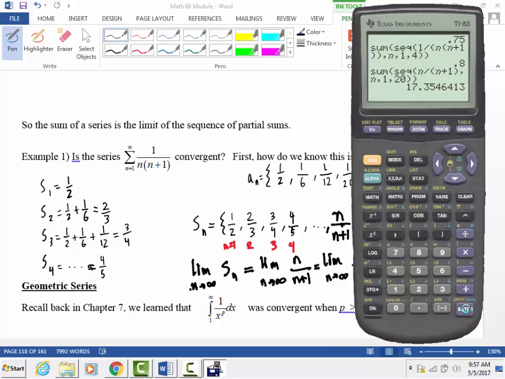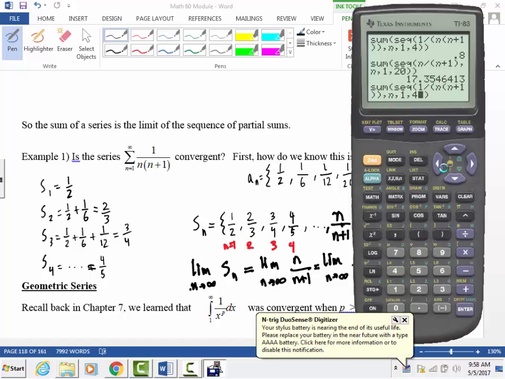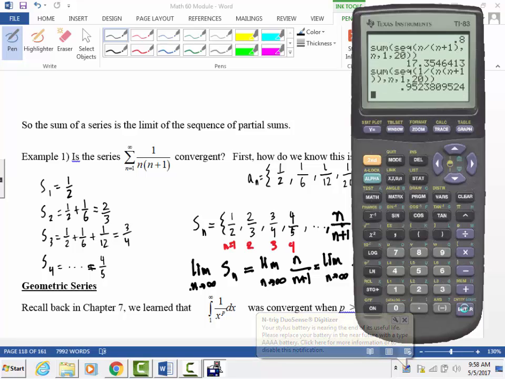Alright, cool. I figured it out. No, I didn't want to do that. I'm sorry, I did the wrong one. Go back to this one. I meant the original one to go to 20. So 1 to 20 of the original one. 0.95.